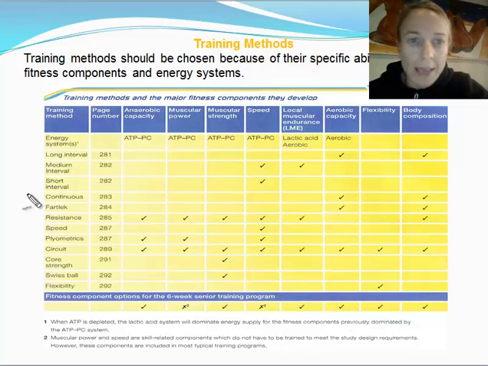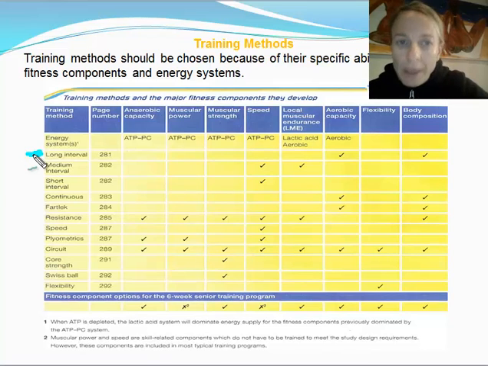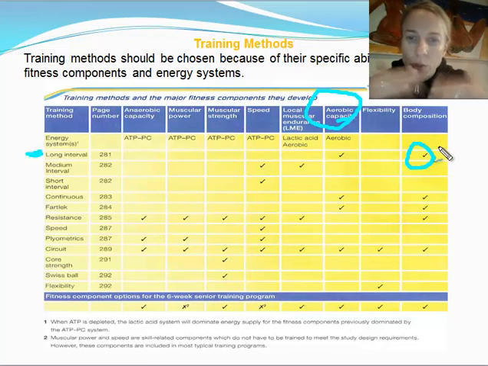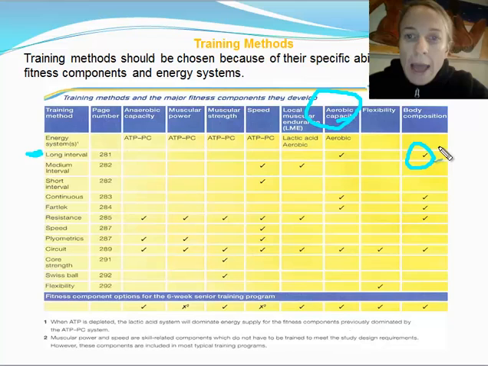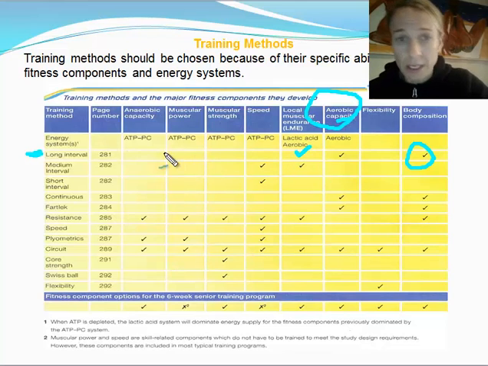So if we look at this one here, long interval training. Long gives you a hint that it's aerobic. So the energy system is the aerobic energy system. So the fitness component relevant to this training method is aerobic capacity. It also helps with our body composition because it helps with our weight management. But also, I would also tick muscular endurance. I'm not sure why that's not ticked.